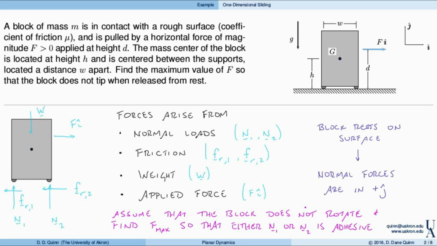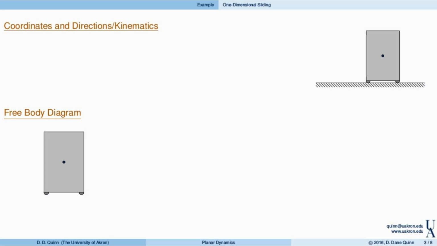So that's kind of our solution strategy, right? We're going to, again, assume that there's no rotation. So the angular acceleration of the block is 0. And then we're going to look for the value of the force that makes one of these two things adhesive. So again, in the minus j direction. Alright, so to start off with, we will initially define coordinates and directions. Well, the directions were actually given to us as i and j in the problem statement. But I'll go ahead and redraw those.